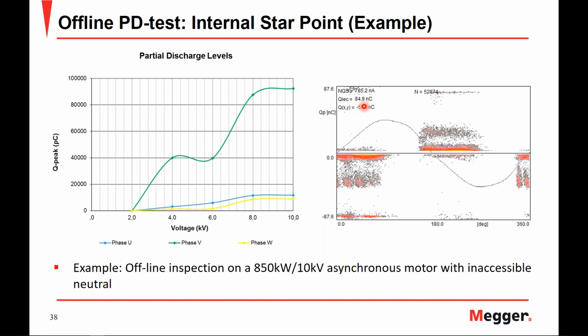look at the magnitude now, 85 nanocoulomb. So this really highlights the benefit of performing the individual tests on the terminals themselves, providing more insight into the condition of the windings.